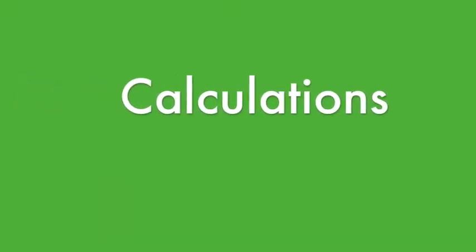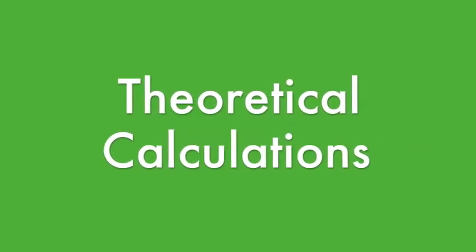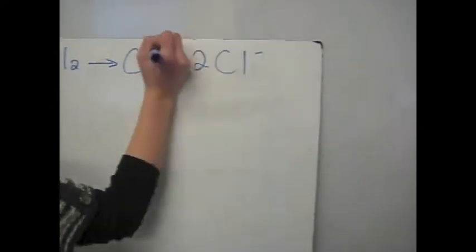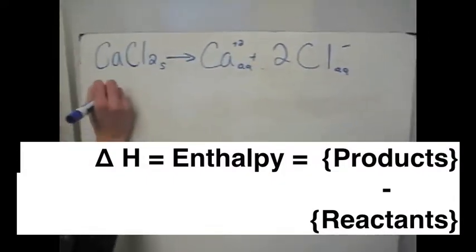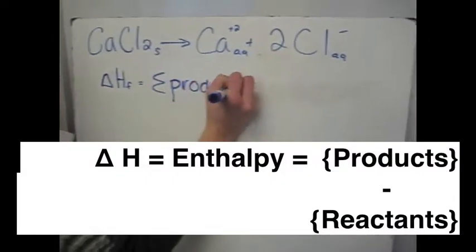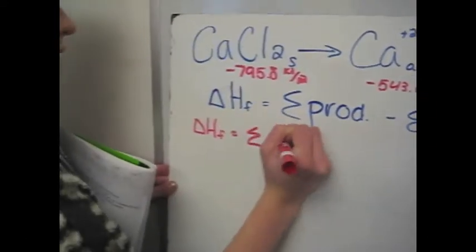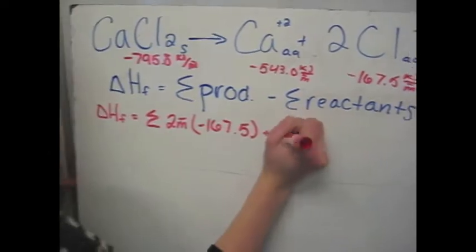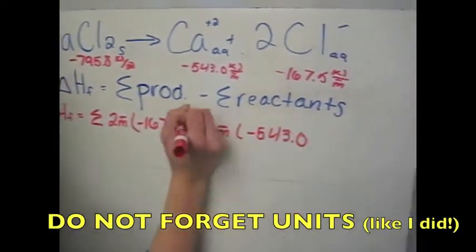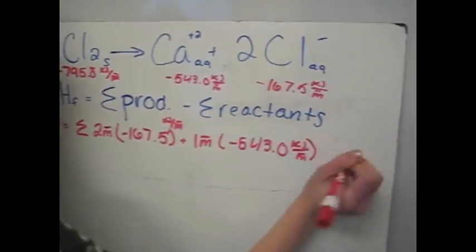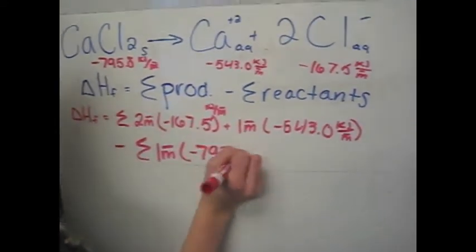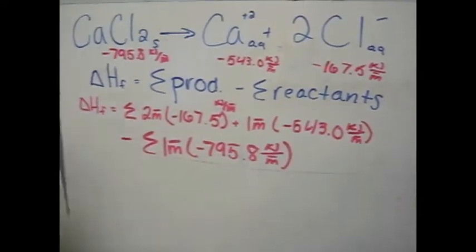Now for calculations. We will be starting with the theoretical calculations. Using the balanced dissociation reaction of calcium chloride, plug in the given enthalpy values, which will be seen in red, into the formula: enthalpy equals the sum of the products minus the sum of the reactants. Remember to multiply by the moles of each substance and don't forget units. Solve, and now you have your theoretical enthalpy change.